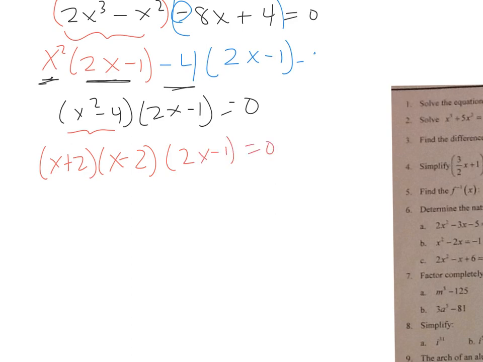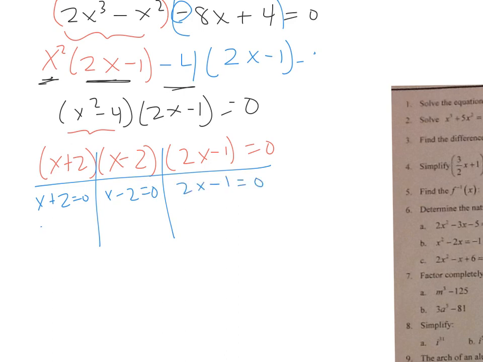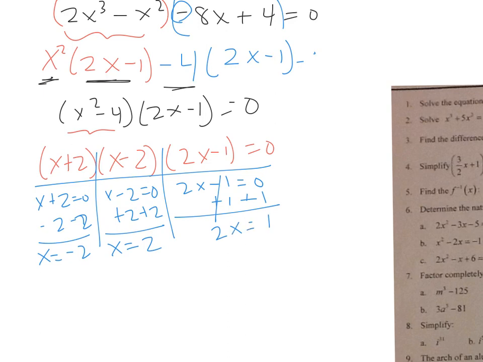Now that it's all factored, I make my t-chart, and I set each one equal to 0. And I'm going to solve. Minus 2, x equals negative 2. Add 2, x is equal to 2. Add 1, 2x is equal to 1. Divide by 2, x is equal to 1/2. So negative 2, 1/2, and 2 are my roots. They're my zeros. It's where it crosses the x-axis for the graph.